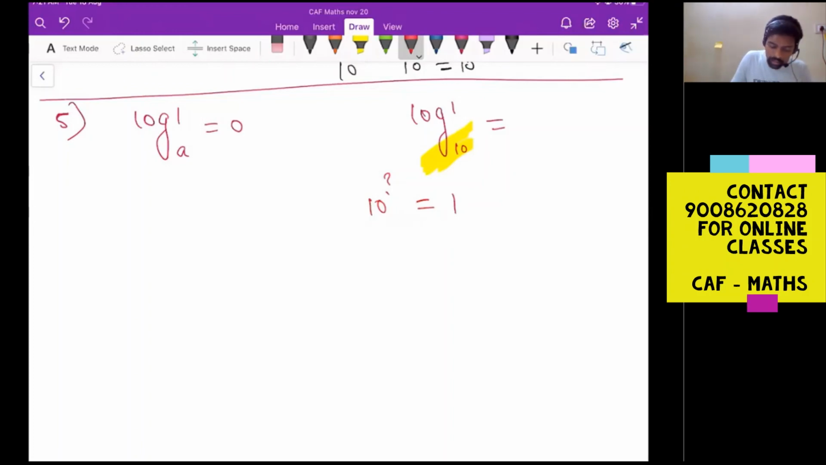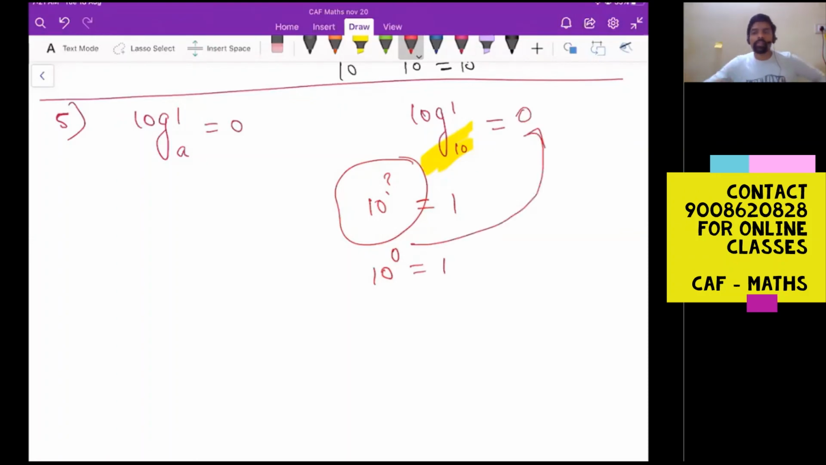So the exponent has to be 0, correct? Because anything to the power 0 is 1. So if I write 10 to the power 0, then I will get 1. So the exponent is 0. So log 1 to the base 10 is 0. Always remember this. The value of log 1 will be 0. This is the fifth property.